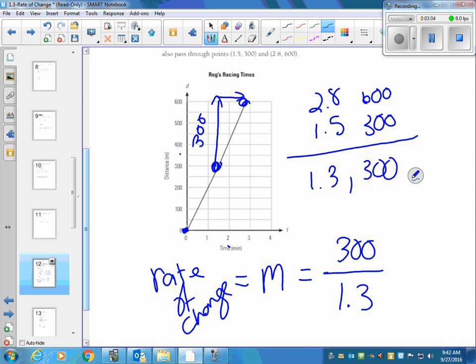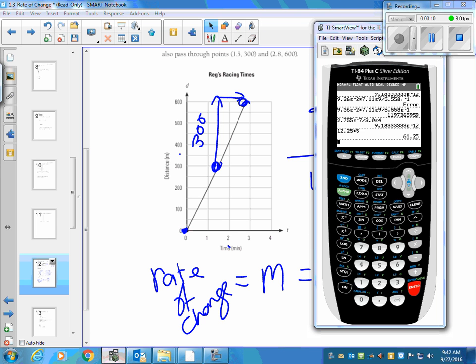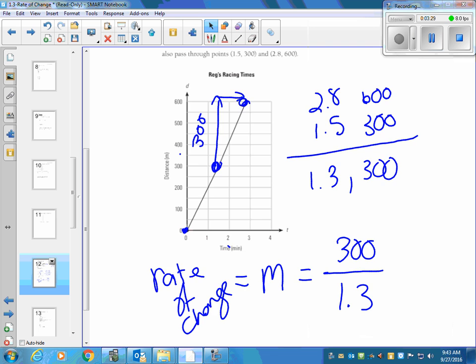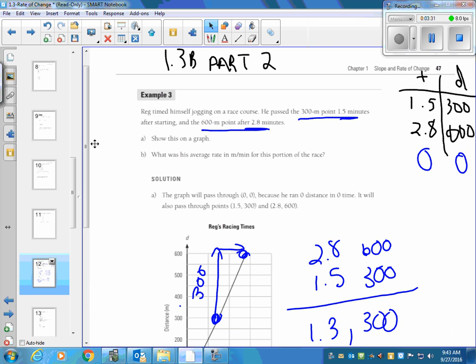So our rate of change is equal to 300 divided by 1.3, which is 300 divided by 1.3 gives us 230.76. Did it tell us to round anywhere? Let's just go up here. This is average rate of change in meters per minute.